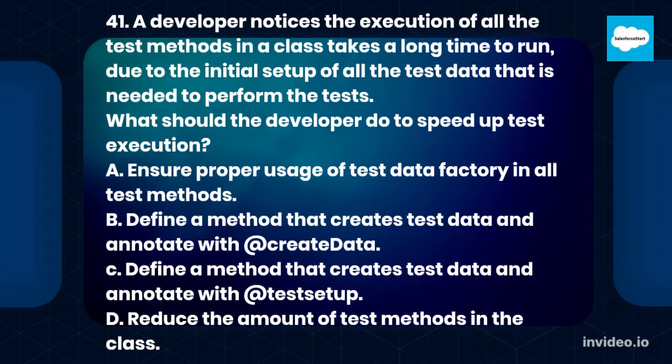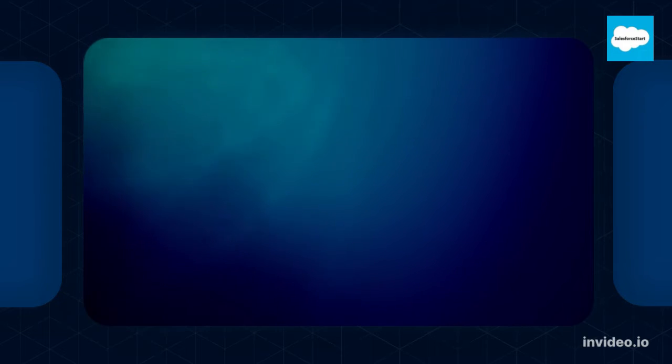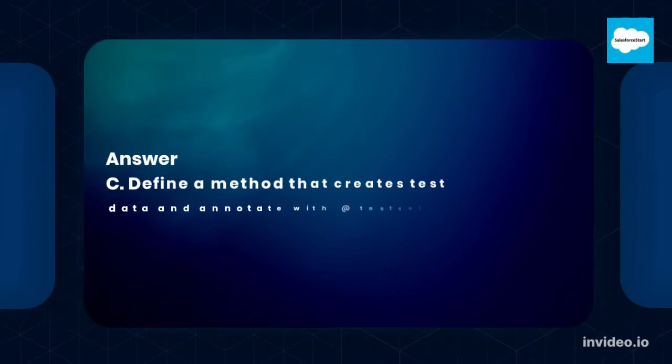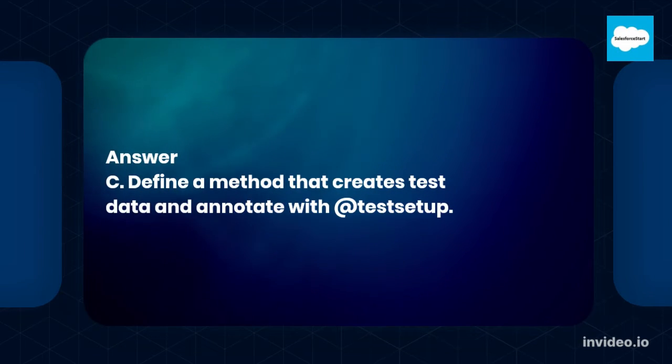41. A developer notices the execution of all the test methods in a class takes a long time to run, due to the initial setup of all the test data that is needed to perform the tests. What should the developer do to speed up test execution? A. Ensure proper usage of test data factory in all test methods. B. Define a method that creates test data and annotate with @createData. C. Define a method that creates test data and annotate with @testSetup. D. Reduce the amount of test methods in the class. Answer. C. Define a method that creates test data and annotate with @testSetup.